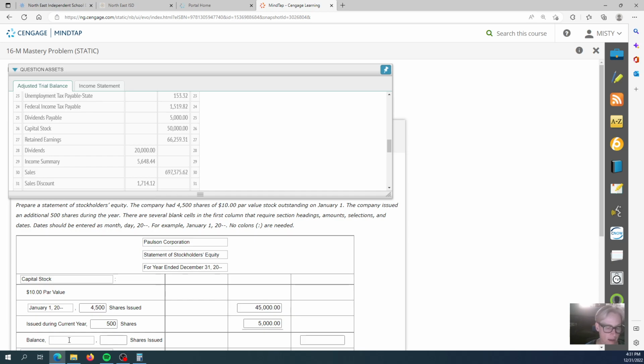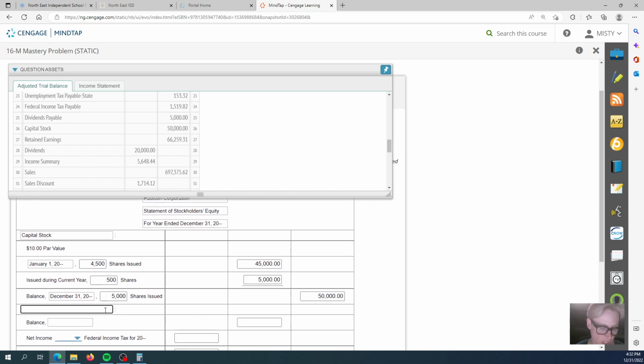That's going to give us a balance on December 31st, 20 dash dash or 2022. Okay, how many total shares issued? 5,000. Okay, and that gives us a balance of 45,000 plus 5,000, which is 50,000. Okay, so we have that first section complete. That is our capital stock.